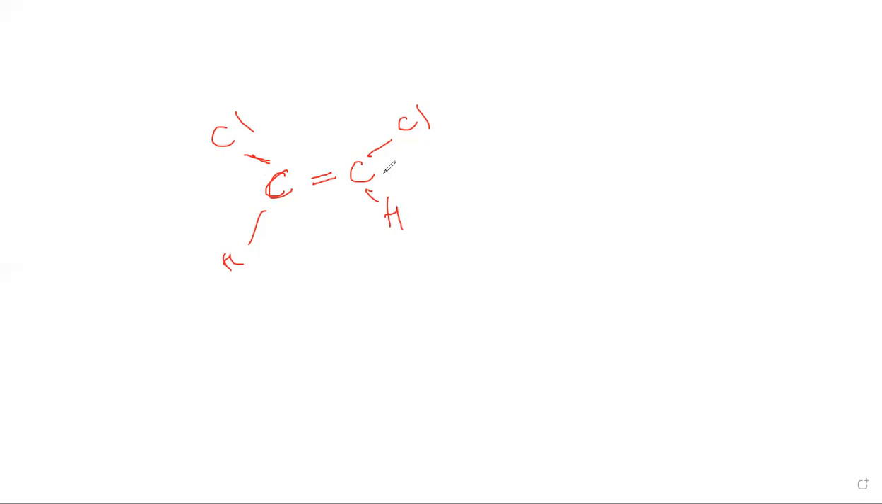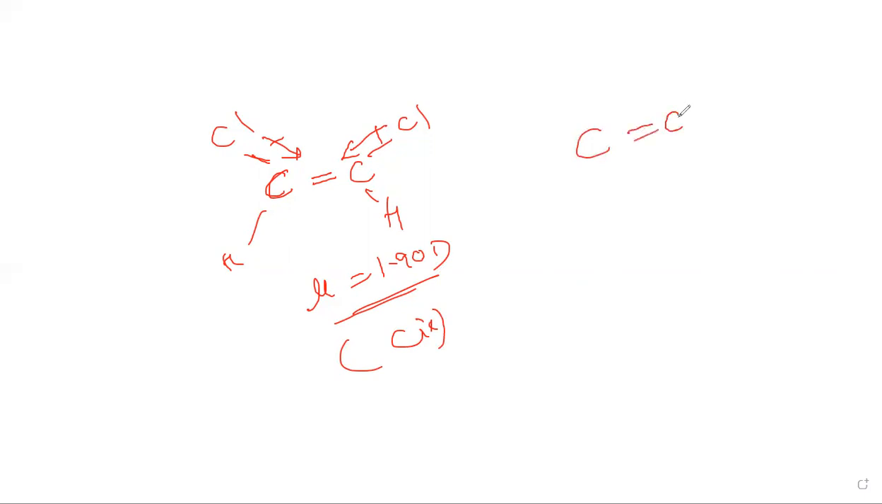What happens in this chlorine? Being more electronegative, the electrons shift towards it, and from here also electrons shift towards this. So we'll have a dipole moment, mu equal to 1.90 Debye. It shows a dipole moment in the cis isomer. In the case of the carbon-carbon double bond, one chlorine is here and another chlorine, Cl, is here. And what will happen to this carbon and chlorine?